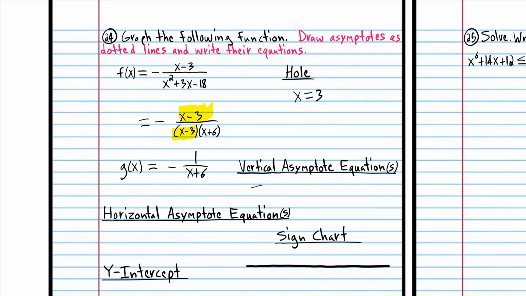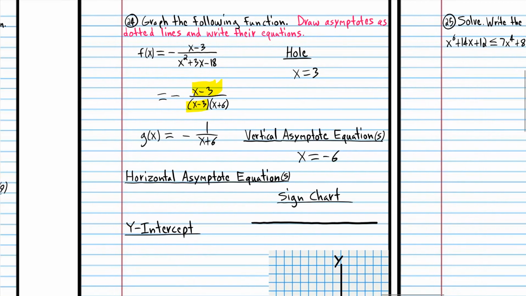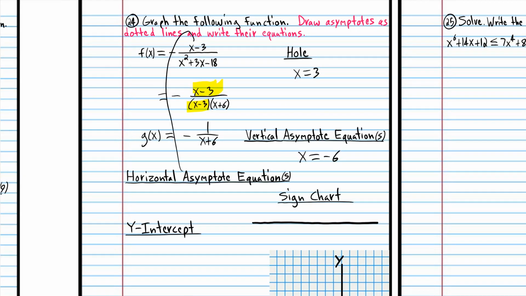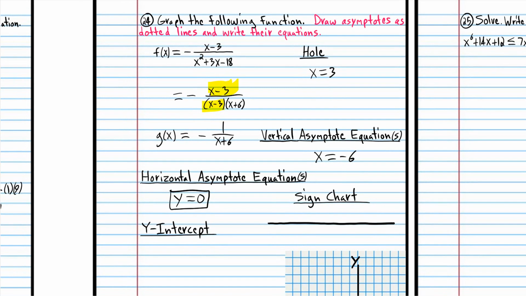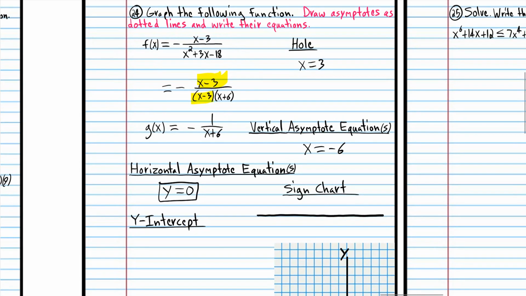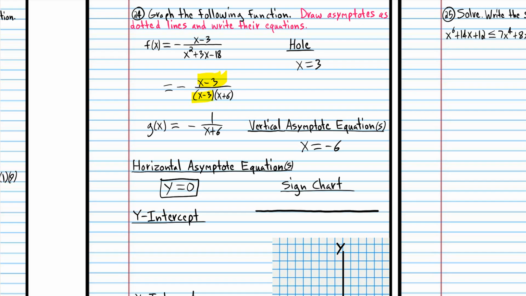Okay, so now this tells us that we have a vertical asymptote. Because that factor did not cancel out, we have a vertical asymptote at x equals -6. And because the degree of the polynomial in the numerator is less than the degree of the polynomial in the denominator, we know that there's a horizontal asymptote at y equals 0. So that's always true when the degree of the numerator is less than the degree of the denominator, if you're dealing with a rational function with polynomial expressions in the numerator and the denominator.